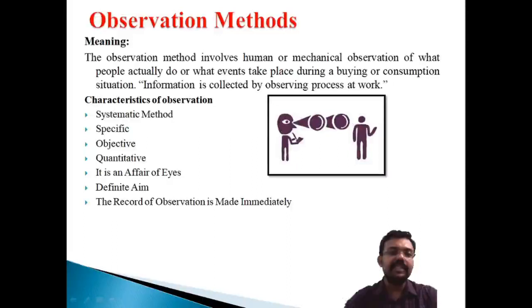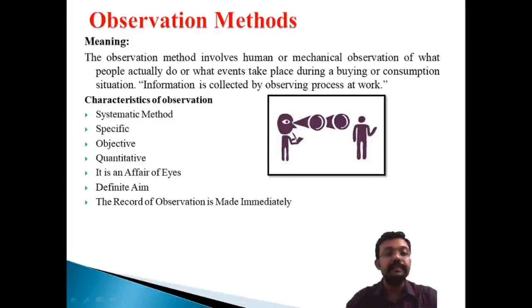Okay, so let us discuss the important characteristics of observation. Listen, the first important characteristic of observation is that it is a systematic method. Researchers always try to identify the important elements through the method of observation. So this is a systematic method, conducted at the workplace. The first important characteristic is a systematic method.